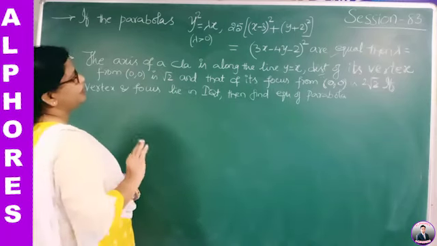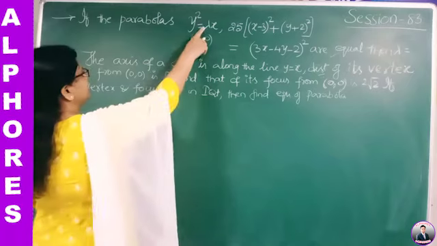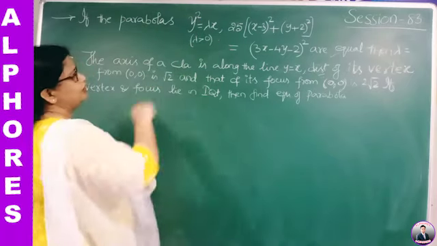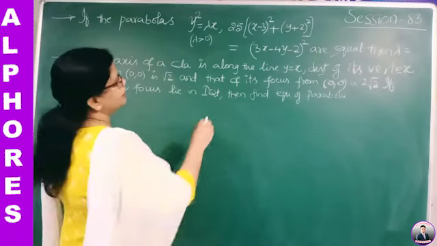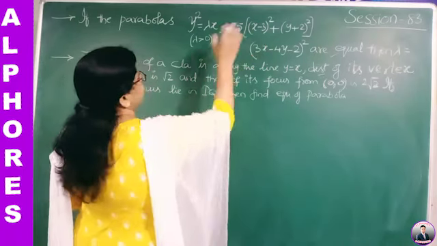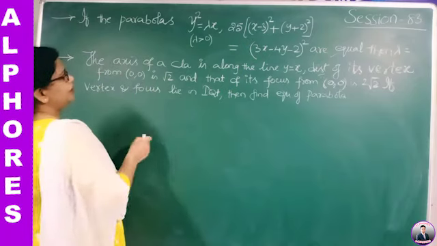So here we understood that point. Here it is nothing but lambda, and here we have to obtain the latus rectum. So the question is indirectly: what is the length of the latus rectum of the second parabola? Okay, now let us observe, students.